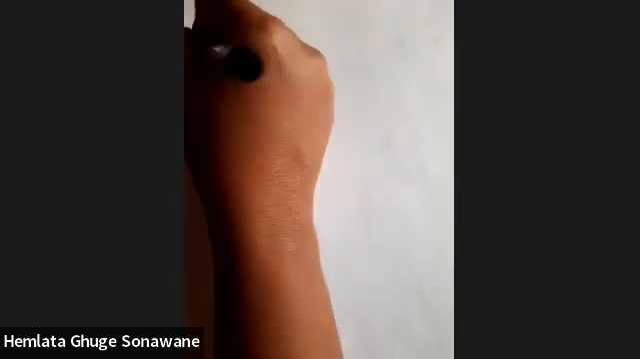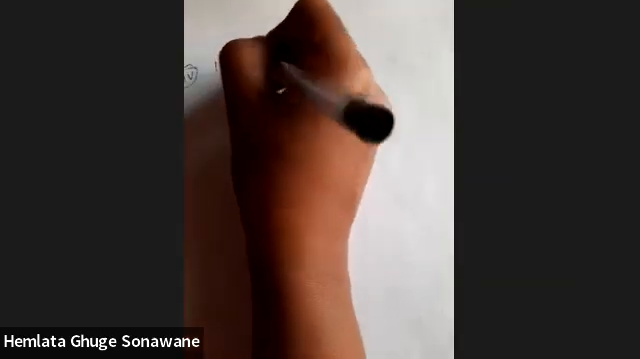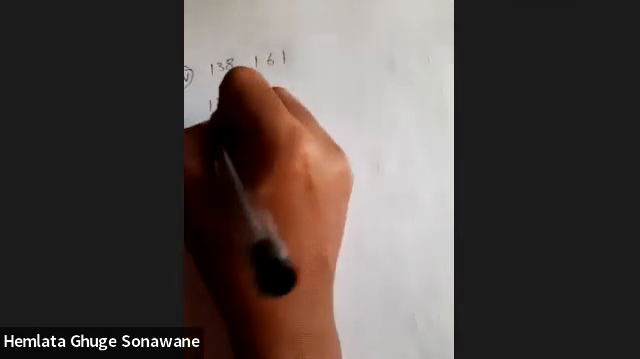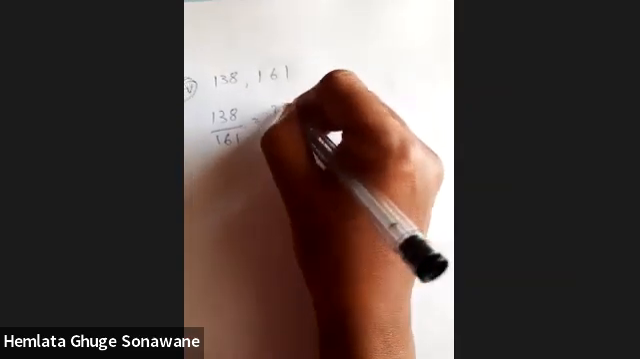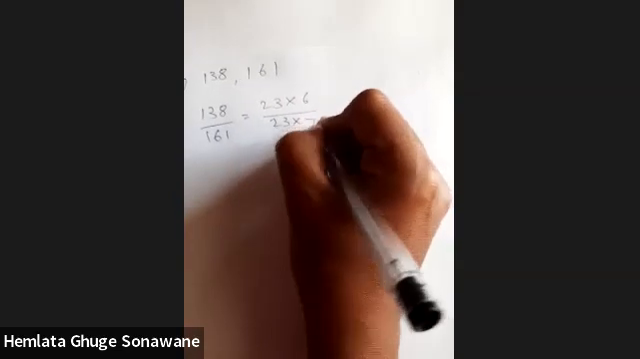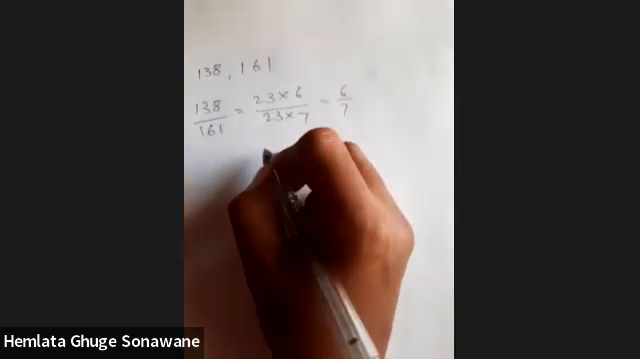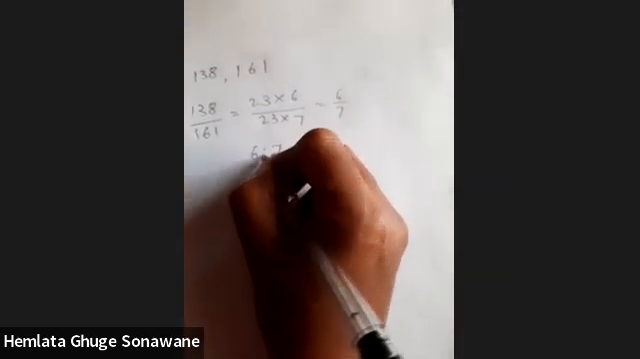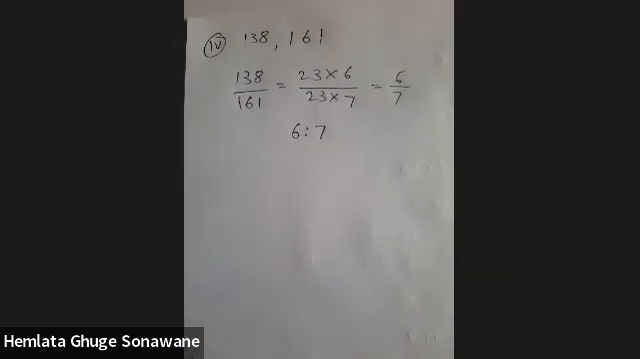Next, fourth example, 138 and 161. We'll write 138 upon 161. That is 23 6s are 138 and 23 7s are 161. So that becomes 6 upon 7. That is 6 is to 7. This is the reduced form of 138 and 161.